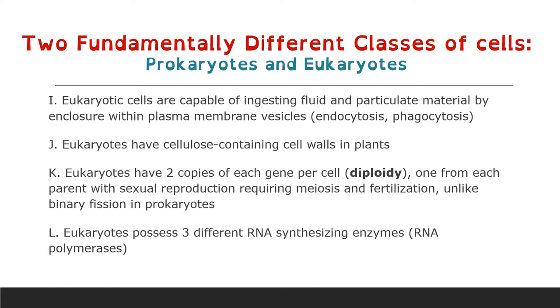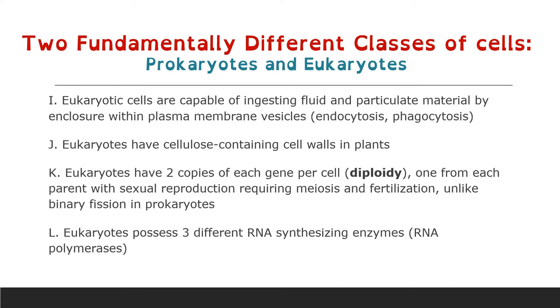Next, eukaryotic cells are capable of ingesting fluid and particle material by enclosure with plasma membrane vesicles. So again, there are different modes of how cells get their food. It can be through endocytosis or phagocytosis. Okay? And then eukaryotes have cellulose-containing cell walls in plants. And then eukaryotes have two copies of each gene per cell. So that's what you call diploidy, one from each parent, with sexual reproduction requiring meiosis and fertilization, unlike binary fission in prokaryotes.